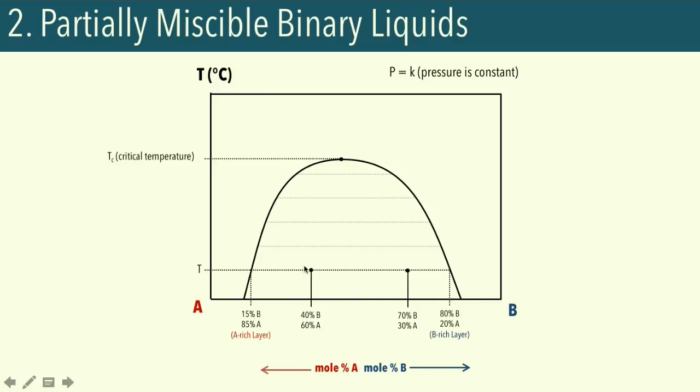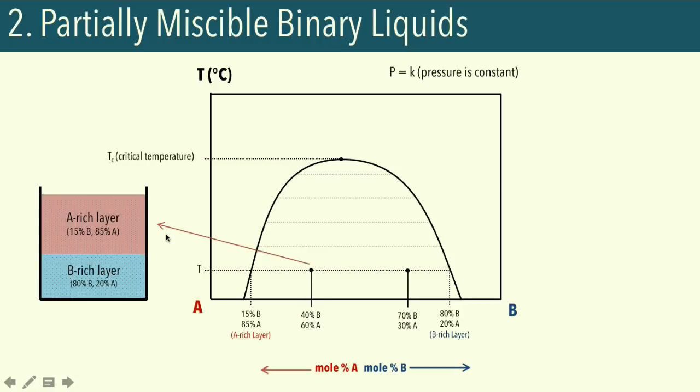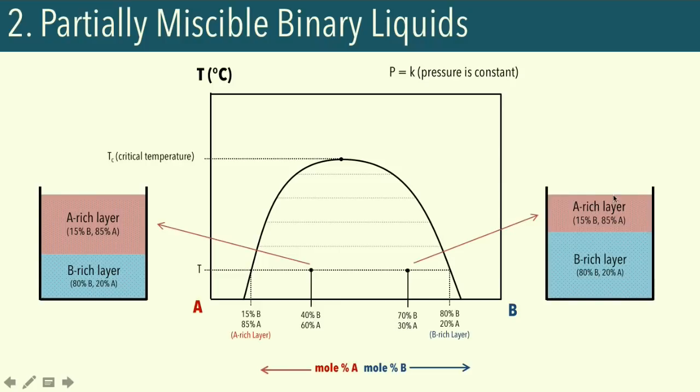To give you a picture of what's happening here exactly, let's look at how a 40% B system is going to look. You have your corresponding A-rich layer and B-rich layer. Note that since we have a lot more A in this case, you're going to have a lot of A-rich layer. This is in contrast to another system over here that is just 30% A. Since you have less A, you have less of your A-rich layer.